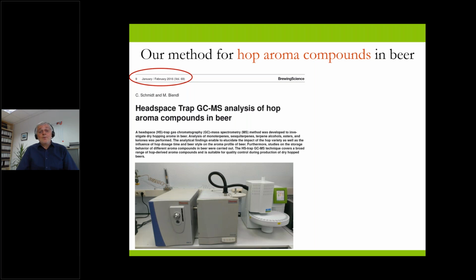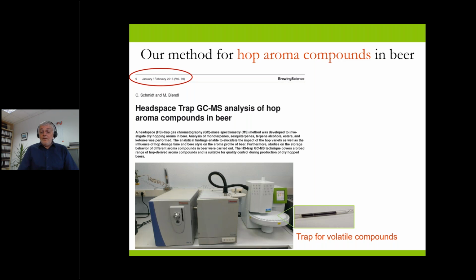GC flame ionization detection is not possible. You can isolate an essential oil from hops, dissolve it and do this analysis, but with the low concentrations you have in beer, it does not enable any GC-FID detection method. It's not selective, it's not specific, and so on. So you definitely need MS detection for beer analysis. And we have combined our GC-MS with this headspace trap autosampler. In the autosampler, there is a trap collecting the volatile compounds.